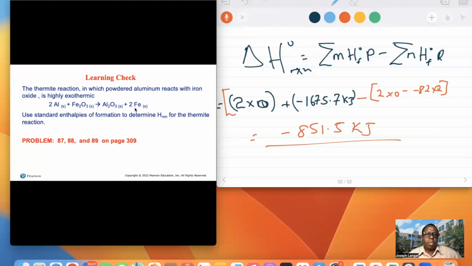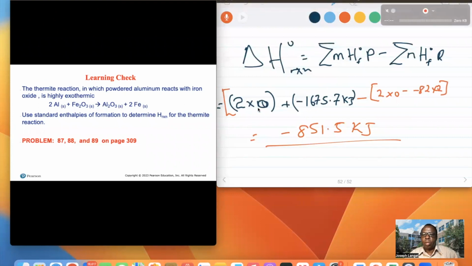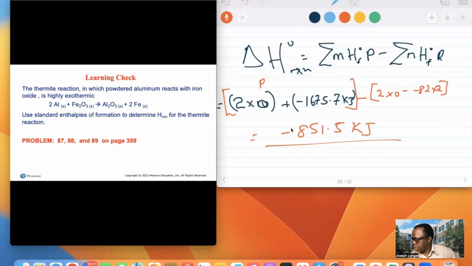So I'm just going to look at the standard enthalpy of formation from the appendix. It's given in the text, not the lab. In the text, the standard enthalpy of formation for iron is 0. For aluminum oxide, it is negative 1,675.17. So the summation for this is 0, and you subtract. This is the product.